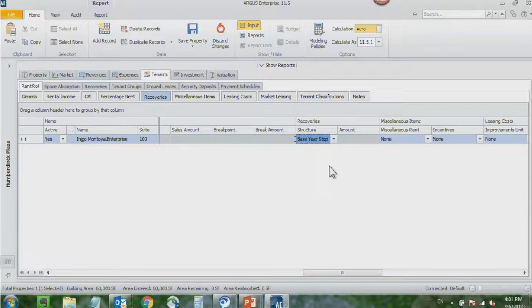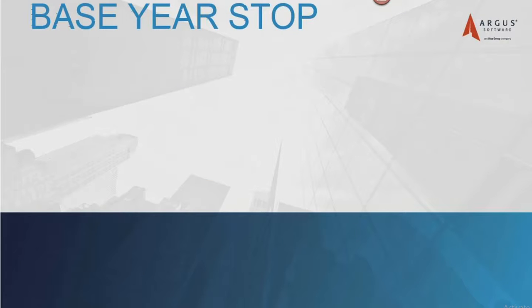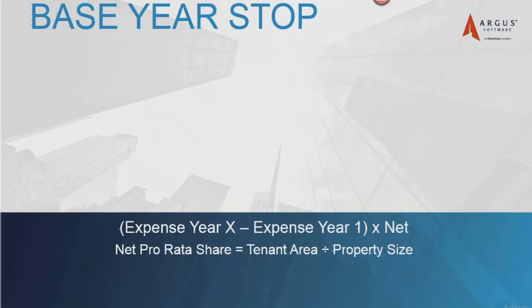We can actually look at that. Here I have base year stop. So your formula is the expense in year X, which would be year 2, 3, and so on, minus what the expenses are in year 1, times the tenant's net share. And you can see there we have the net share calculation, the tenant area divided by the property size.